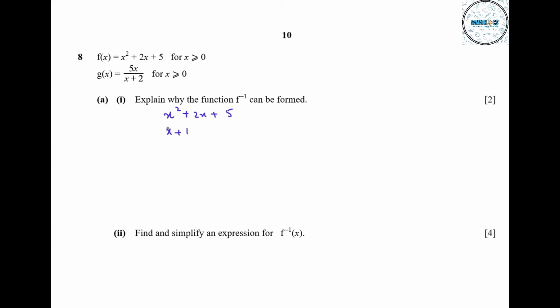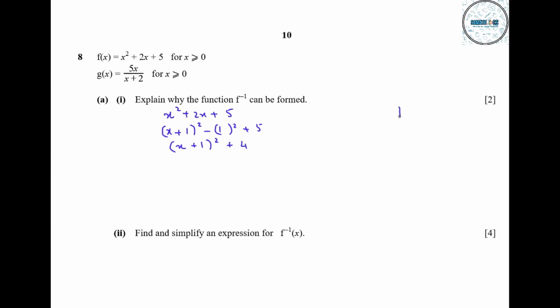We will have x plus 1 whole square minus 1 whole square plus 5. We divide 2 by 1 and we write with x plus 1 whole square and then we take the square of 1 with minus sign. So we have here x plus 1 whole square plus 4.